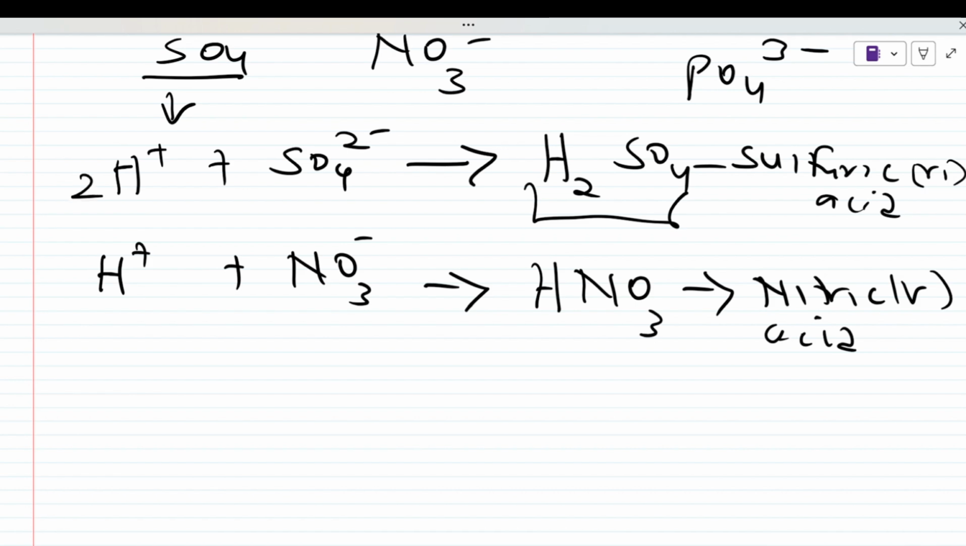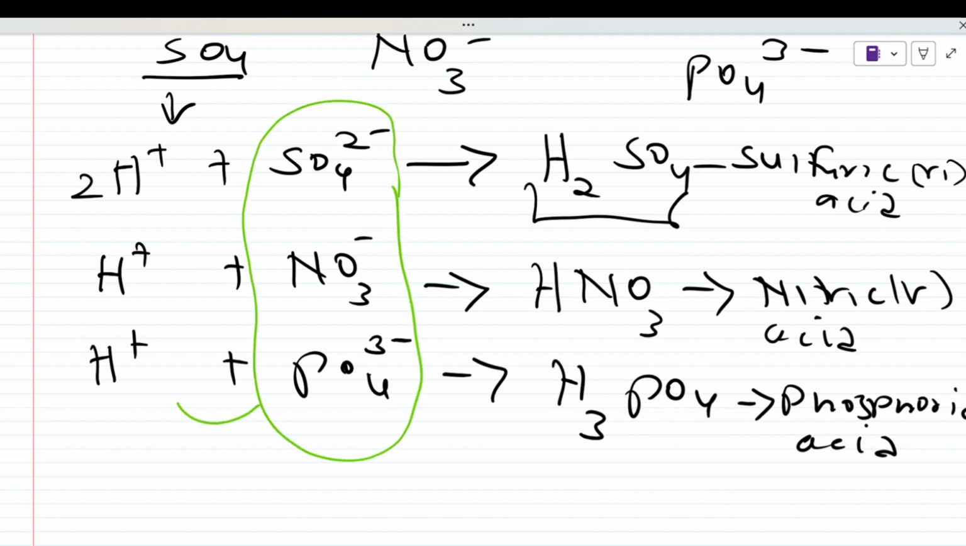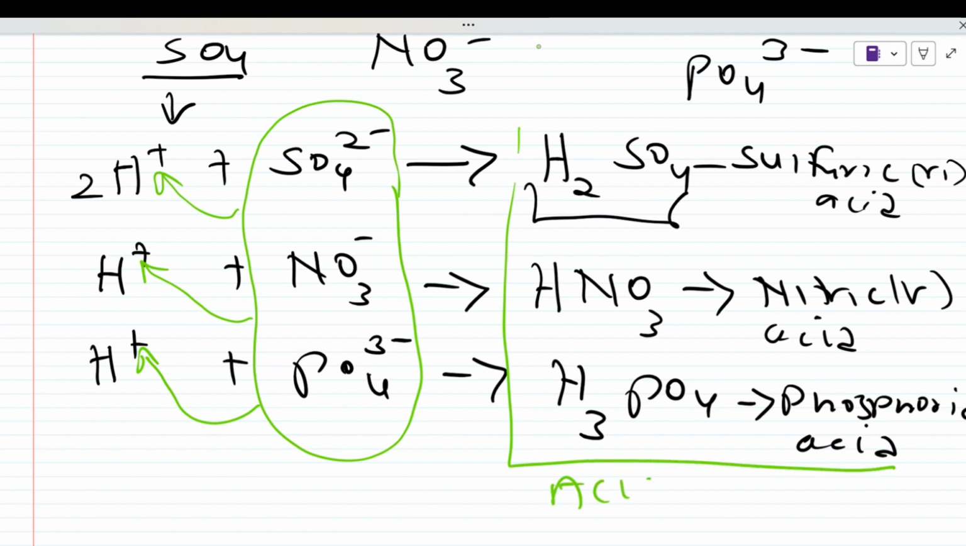Then the phosphate one I already discussed, where we are going to have H plus PO4 3 minus. Then I'm going to have H3PO4, which is phosphoric acid. Phosphoric acid. Then we've realized that certain radicals, when they react with the hydrogen, they give us various types of acids that we use in life.